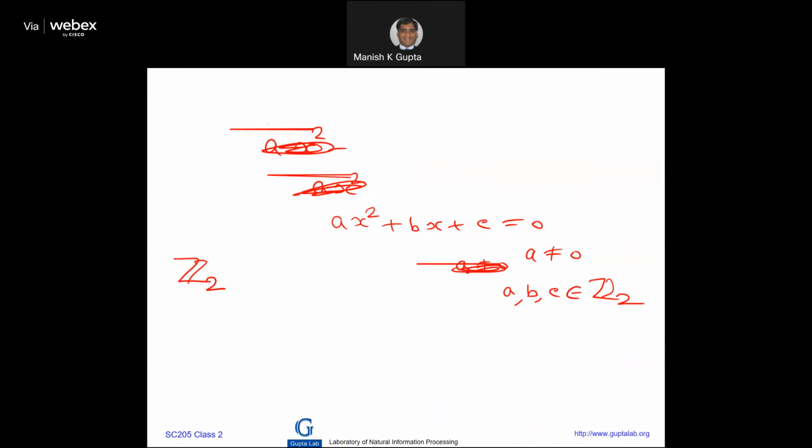Yeah, A will be 1, fine. So basically, that's a good observation, because A is not equal to 0. So since ABC has 2 values, 0 or 1, we are left with x squared plus bx plus c. So now there are only 4 equations, because B and C can take 2 values, 0 or 1. So I can write down all the 4 equations and see what happens, right?